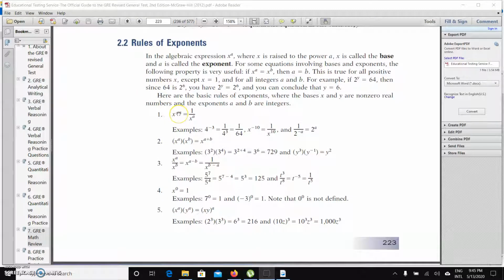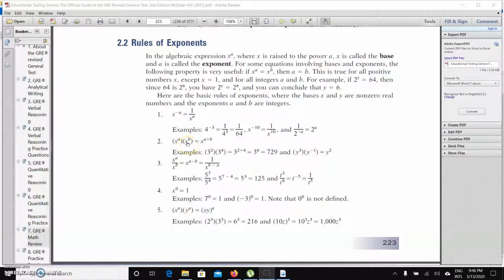Now, rules of exponentials. In the earlier class we talked about exponentials. Exponential means raised to the power of something. So x to the power minus a equals 1 over x raised to the power a, right? An example of this is 4 to the power minus 3. 4 raised to the power minus 3 will be equal to 1 over 4 raised to the power 3, which is 1 over 64. Same for this and same for that. You understand? So you have to know it.